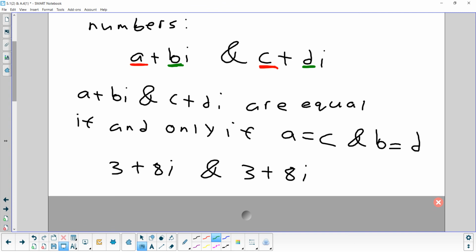I know it's pretty simple, but that's what it means for two complex numbers to be the same. 3 plus 8i and 3 plus 8i. Those are the same complex number.